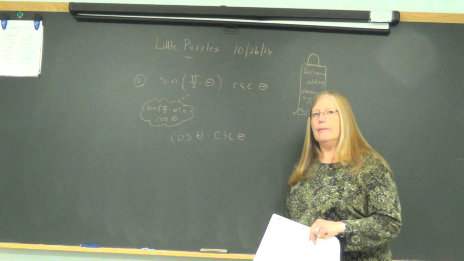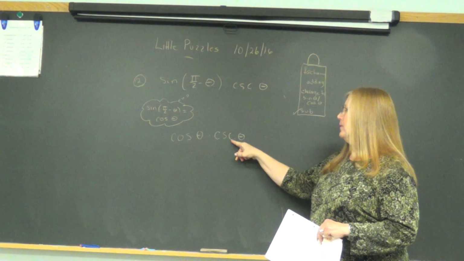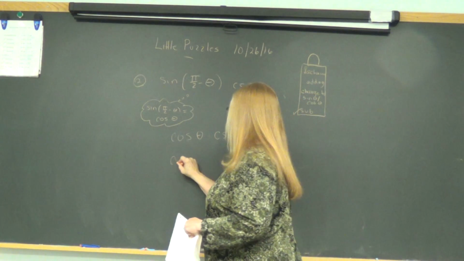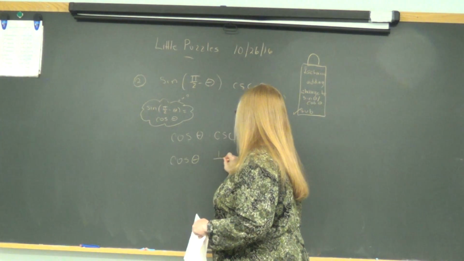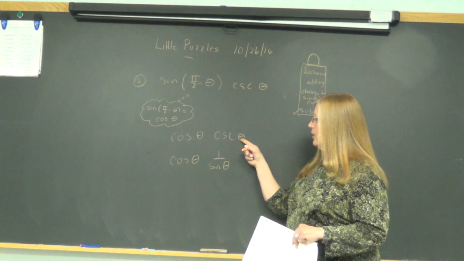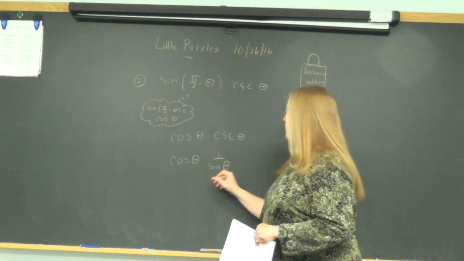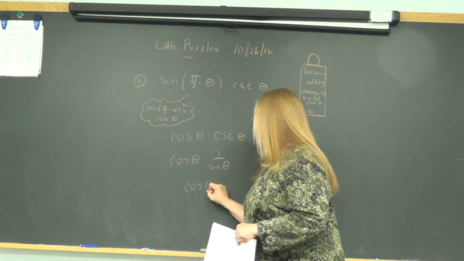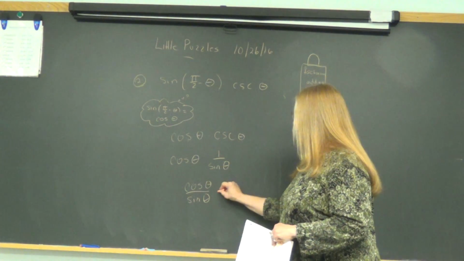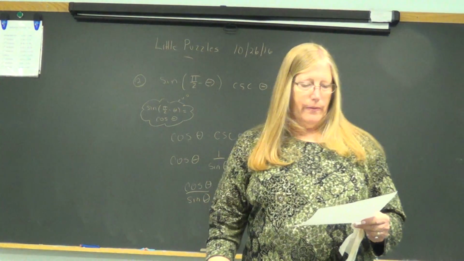And now we're almost done. What tool from the toolbox should we use here? We want to rewrite that with sine or cosine. So cosecant is 1 over sine. So now we stood sine on its head because that's the reciprocal of cosecant. Now multiplying, we get cosine over sine. And that is another trig ID, one of the award winners, and it is the cotangent. All right. So that's the correct answer for that one.